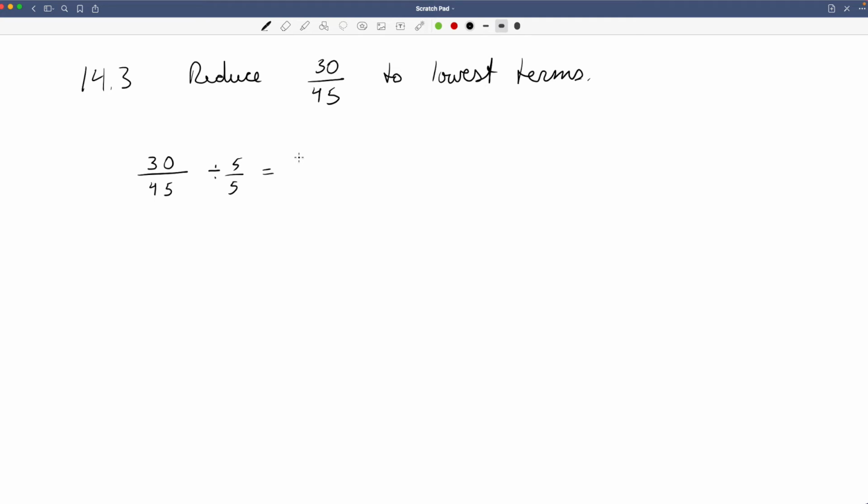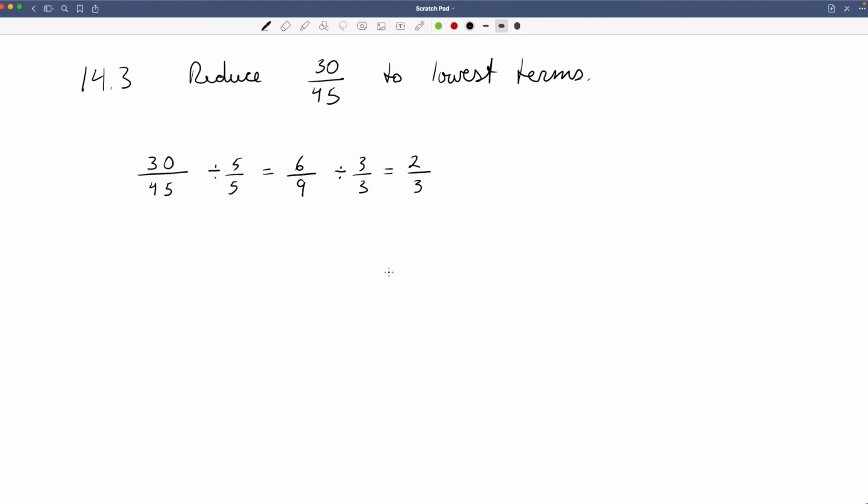30 divided by 5 is 6, and 45 divided by 5 is 9. But I see another relationship here, and that is 6 over 9. We know those are both multiples of 3. So I can divide by 3 over 3, which is again the value of 1, which means this value stays the same, because any number divided by 1 retains its value. 6 divided by 3 is going to be 2, and 9 divided by 3 is going to be 3. So reducing 30 over 45 to its lowest terms would be 2/3.